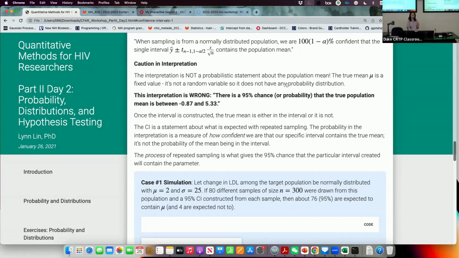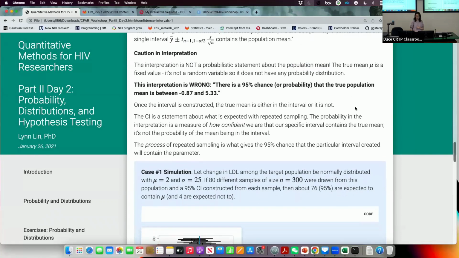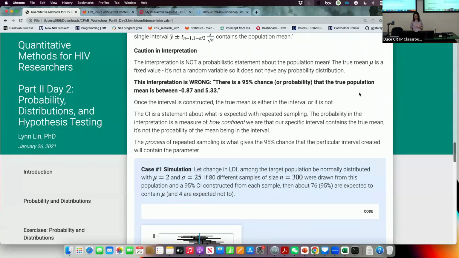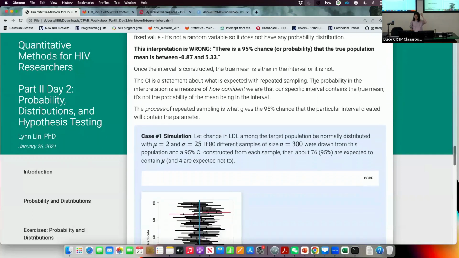So there's no probabilistic statement you should ever put on the population parameter, for example the population mean. You shouldn't say that there's a 95% chance or probability that the population mean is between this and this. The population mean is a constant. The probability is always with respect to the confidence interval. You should say there's a 95% chance my calculated confidence interval will cover this true population mean. So just make sure you don't write it the other way around.